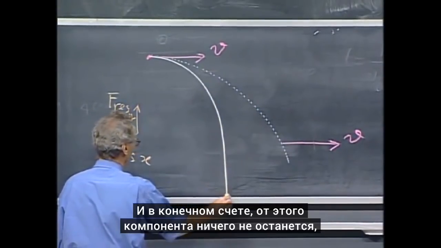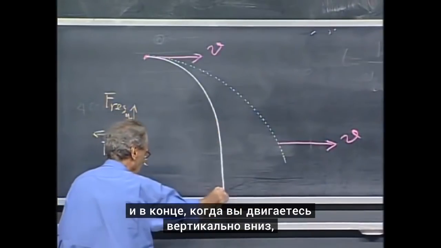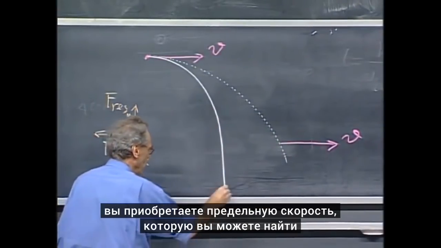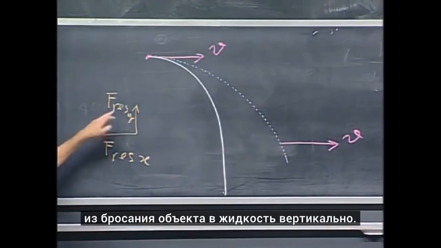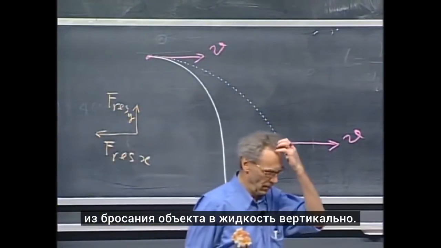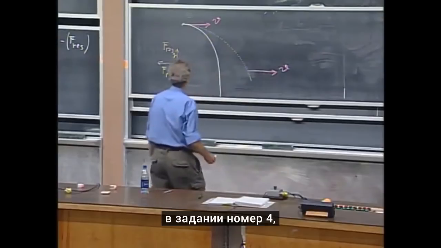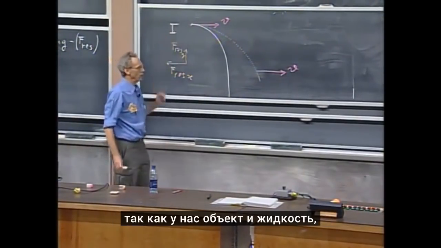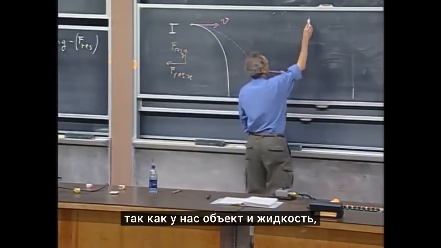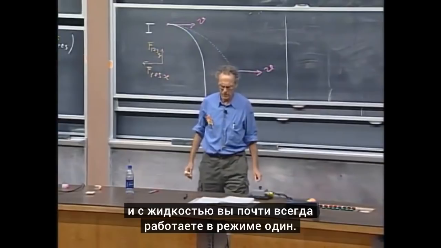And then ultimately, there is nothing left of this component, and ultimately, when you go vertically down, you have the terminal speed that you can find from dropping an object just into the liquid vertically. So that's something you're going to deal with in your assignment number 4, and this is exclusively done in regime 1, because we have an object with liquid. And with liquid, you almost always work with regime 1.